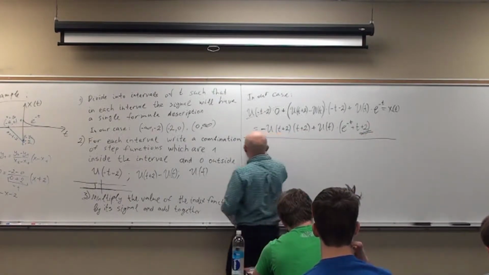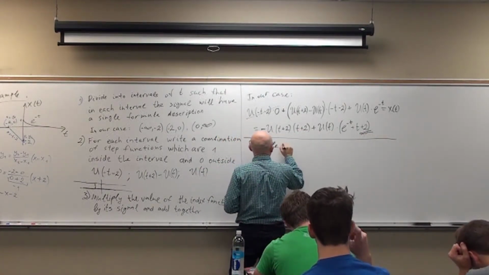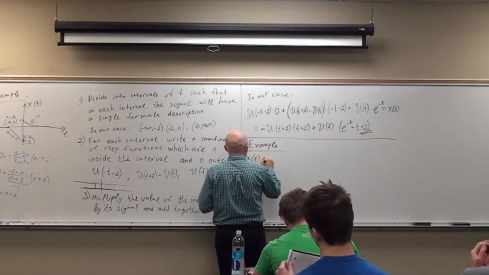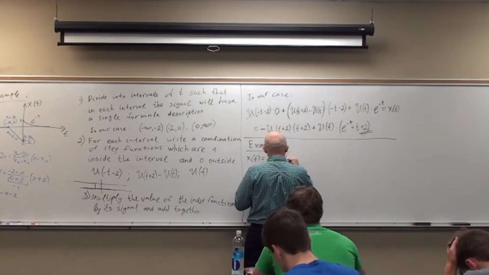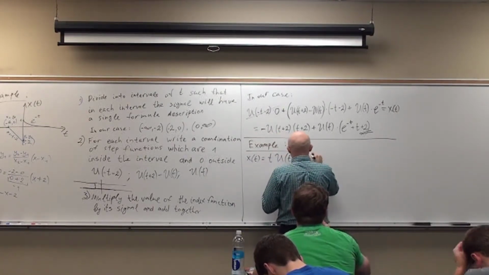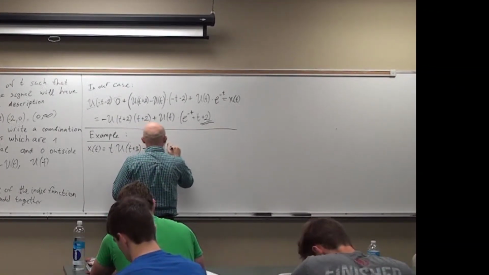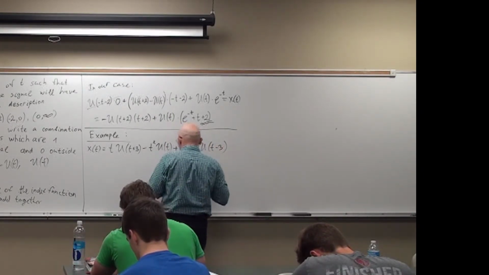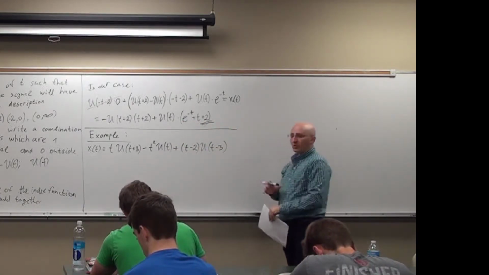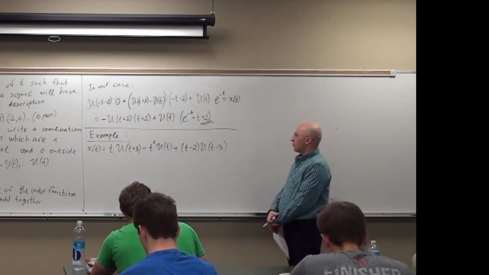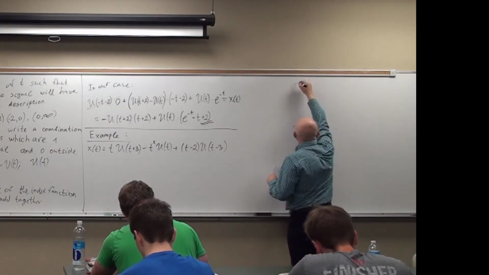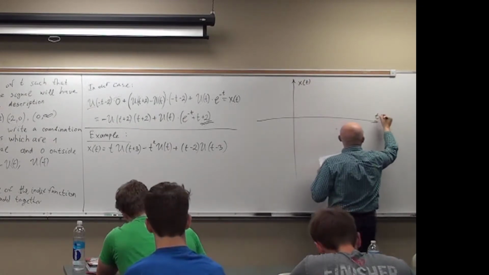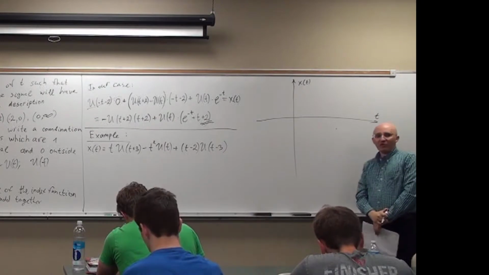Another example. Now you have x of t given by t, times u of t plus 3, minus t squared, times u of t, plus t minus 2 times u of t minus 3. And you want to plot that kind of function. How do you start to solve that kind of problem?